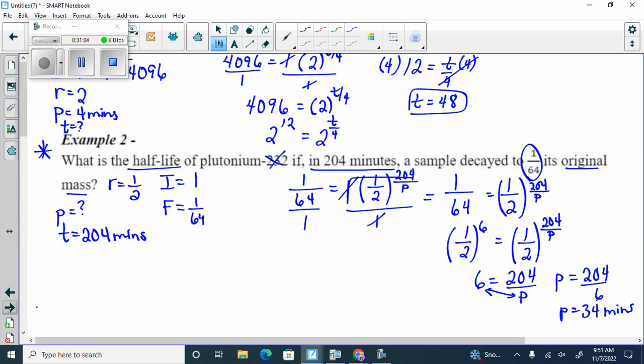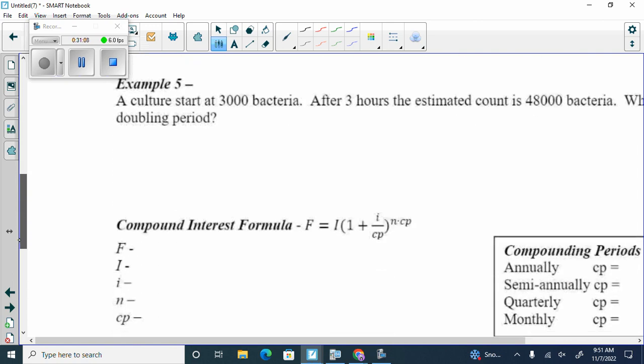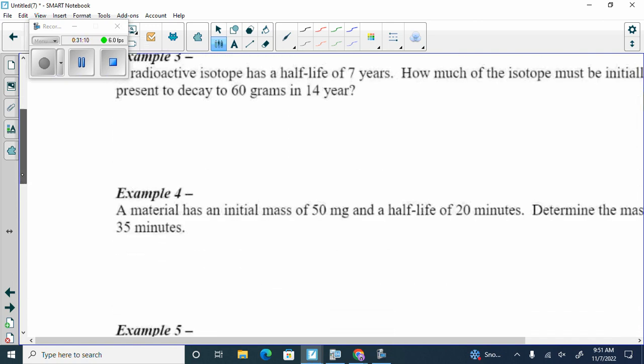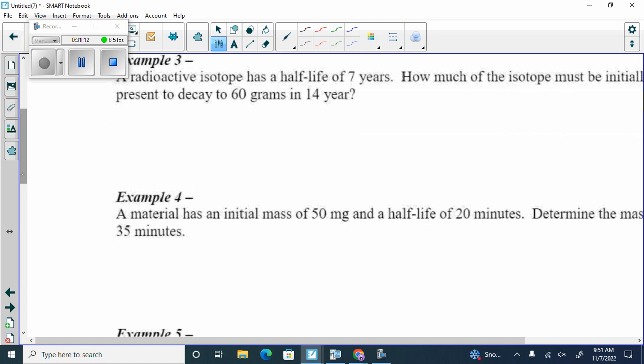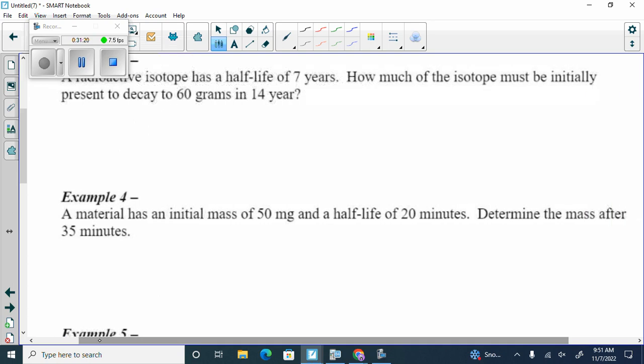Okay, if you look at the next page, there's an example 3 and an example 4 and an example 5. You see those? Those and the ones on the previous page are for homework. We're going to go through the answers at the very beginning of class tomorrow because these ones are better than the textbook ones. Textbook ones sometimes are convoluted. So we're going to do those.